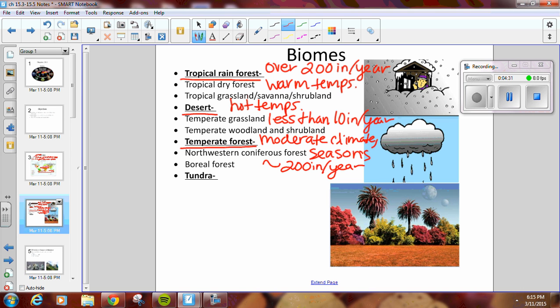And then the last one we're going to look at is the tundra. So the tundra is kind of like the dry desert, but it's a polar desert. It's a cold one. So it is considered a cold desert. So this has very cold temperatures. You're talking it's around freezing most of the time. It's also going to be dry, like I said. So it also gets less than 10 inches of rain a year. Now, because it's cold, it also gets something called permafrost.